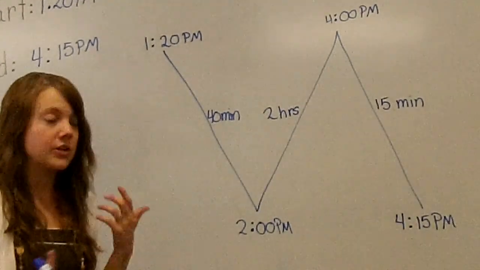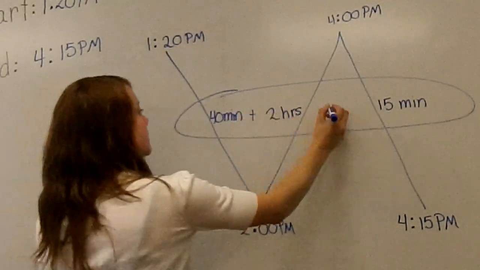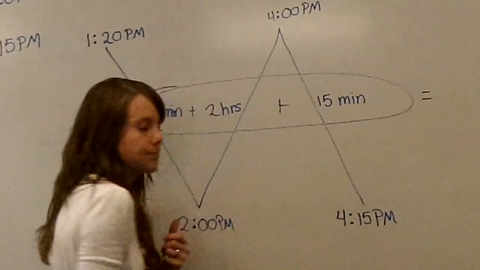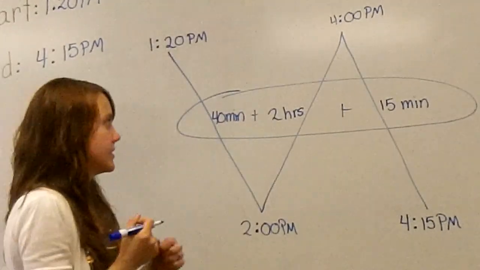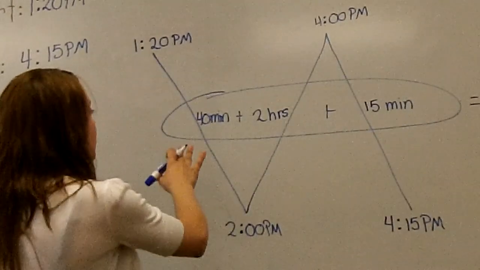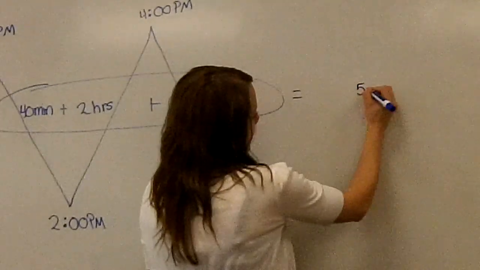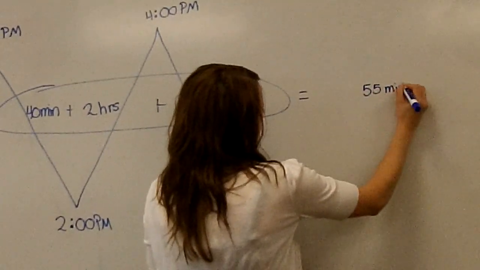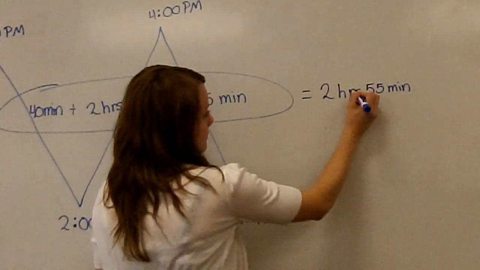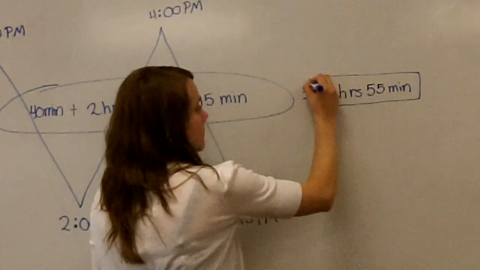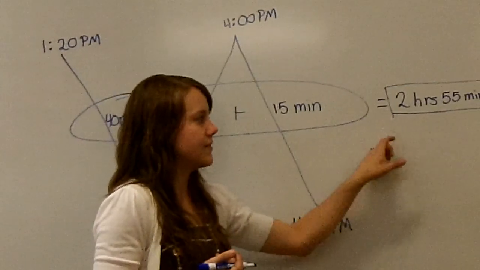And now here's your last step where you put it all together. I have to combine all of these times to get my elapsed time. I like to start with the minutes first, because then if I get any hours out of that, I can take those and combine them with my hours. So 40 minutes and 15 minutes, that's going to be 55 minutes. Not quite an hour, but almost. And then I just have 2 hours. So my elapsed time, the amount of time that I spent at the pool, is 2 hours and 55 minutes.